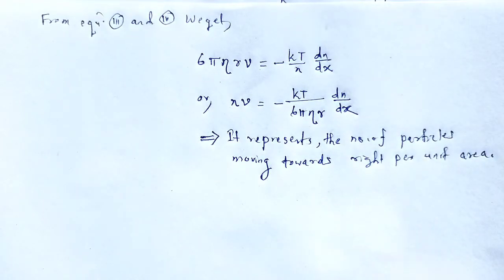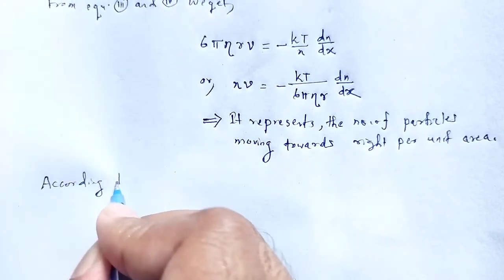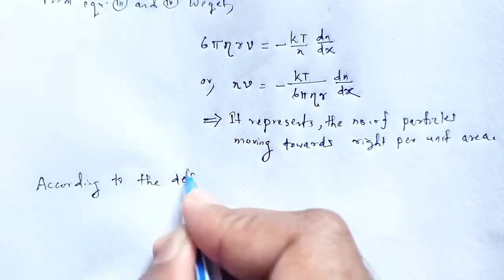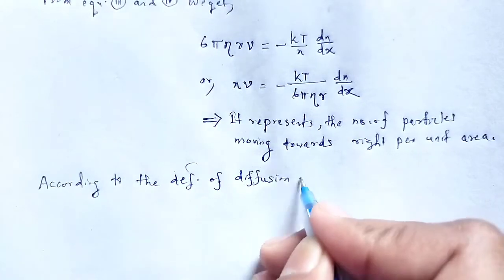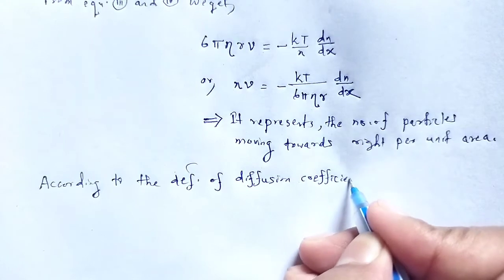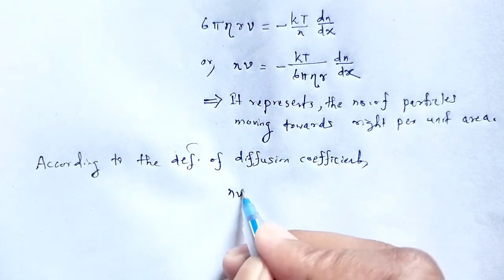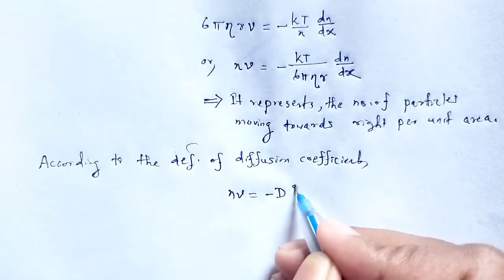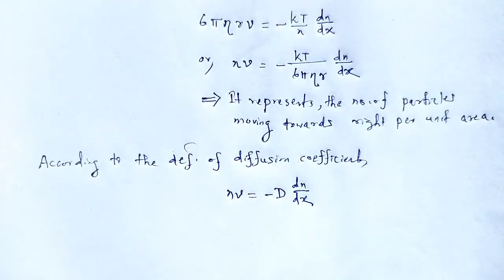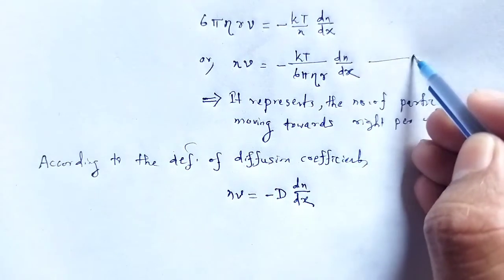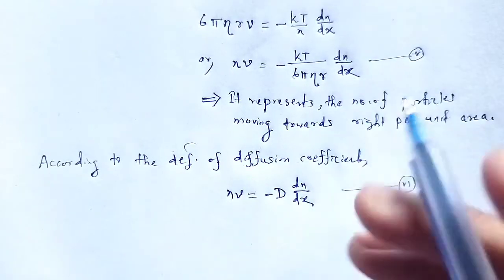So, according to the definition of diffusion coefficient, n v, that is the number of particles moving towards the right, n into v will be minus D, the diffusion coefficient, into dn by dx, the molar concentration gradient. Here the equation number 5 and 6, these two equations are the same.